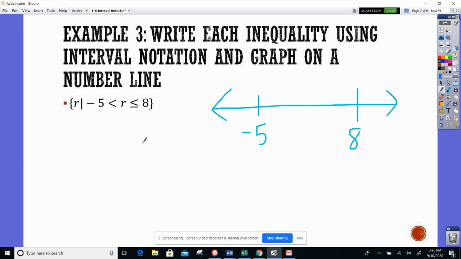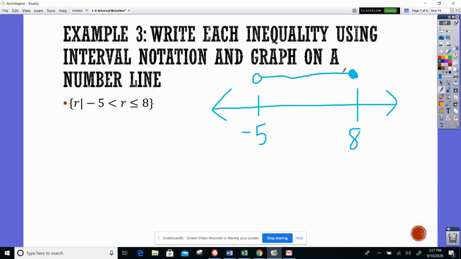But first, I need to figure out if I'm going to have open circles or closed circles. So if I look at -5, I don't have the or equal to line. So that tells me this is going to be an open circle. If I look at my 8, I do have the or equal to line. So it tells me this is going to be a closed circle. All right. Now, if I read this again, r is greater than -5. We know greater than is this direction. And r is less than or equal to 8. We know less than is this direction.